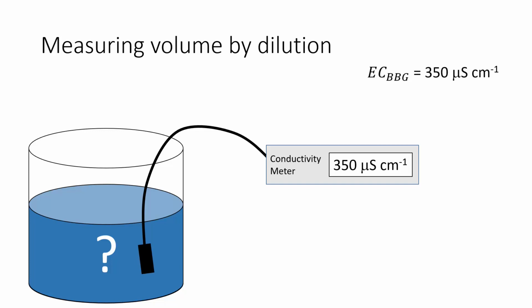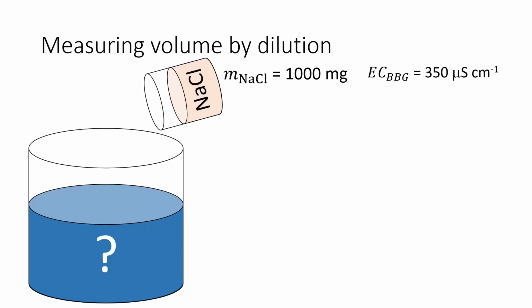So we're going to call our background conductivity in our bucket EC BBG, at 350 microsiemens per centimeter. Our conductivity meter measures that before we add our salt. Then we're going to add a known mass of salt to this bucket. In this case, it's going to be 1,000 milligrams or 1 gram of salt. I'm not sure you know exactly how to estimate what a gram is, but a gram is not a lot of mass. We're not talking about a lot of salt here. We're talking about 1 gram, 1,000 milligrams.